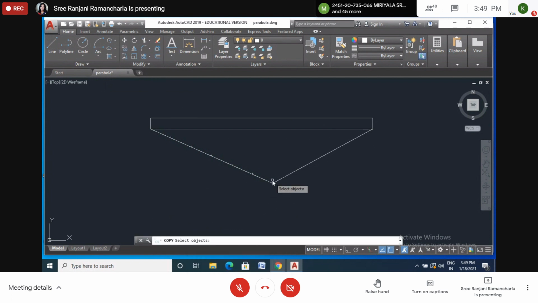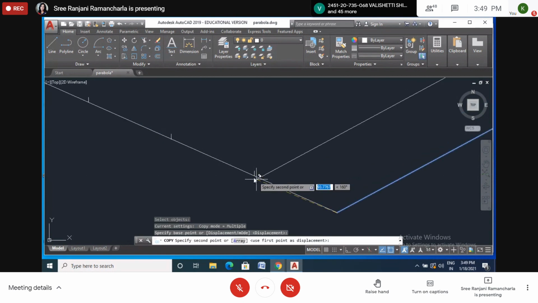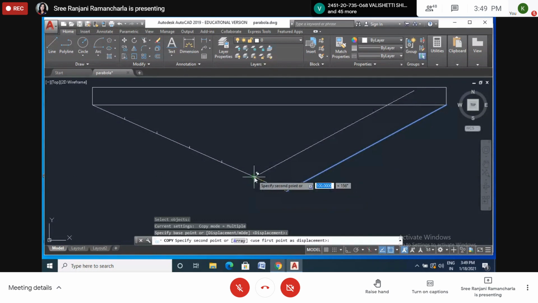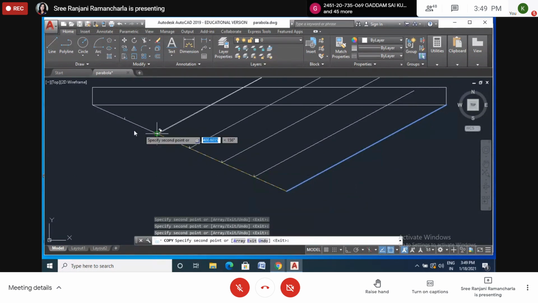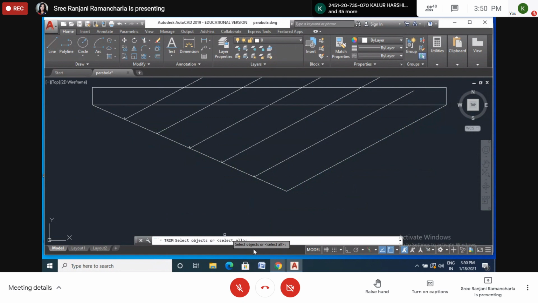Here I am copying this one. Instead of drawing the parallel lines, I can copy this. Just draw a line till the base line. Okay, then I will trim this one.